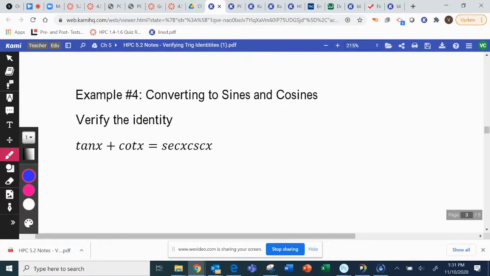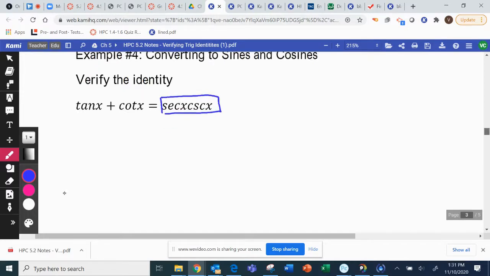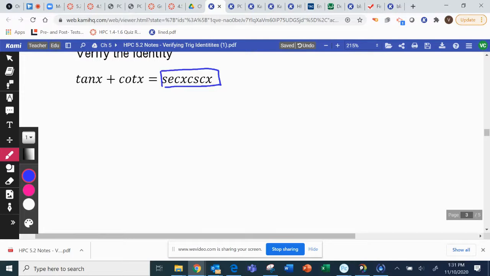Which side should we work with? Left or right? The left has the plus sign, so it's more complicated, which means it'll actually be easier to work with. So I will box in the right. Now convert everything to sines and cosines. Tangent would be sine x over cosine x. Cotangent is going to be cosine x over sine x.